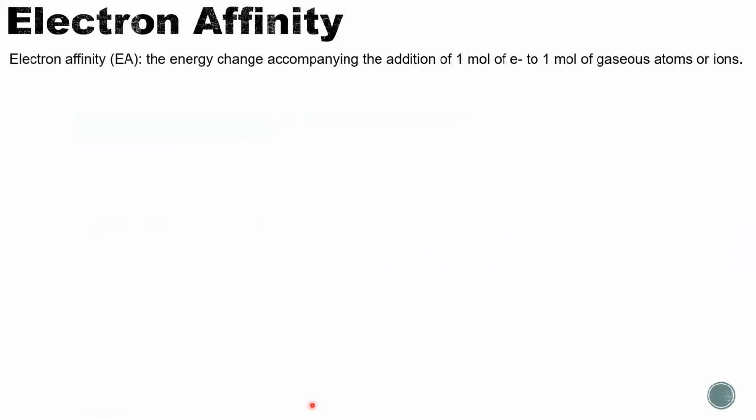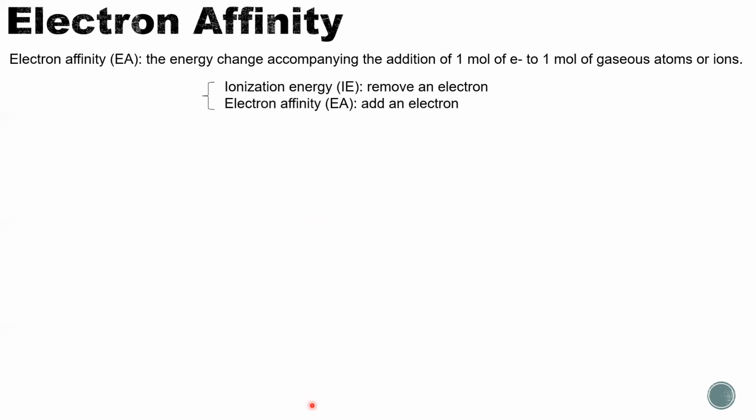We also need to talk about electron affinity. It's another concept. Electron affinity, or EA, is the energy change accompanying the addition of 1 mole of electrons to 1 mole of gaseous atoms or ions. So it's actually the opposite of ionization energy. Ionization energy is removing an electron, and electron affinity is adding an electron. After ionization, you create a cation. After electron addition, you have an anion. So the process is different.